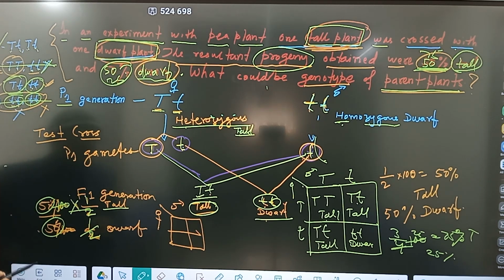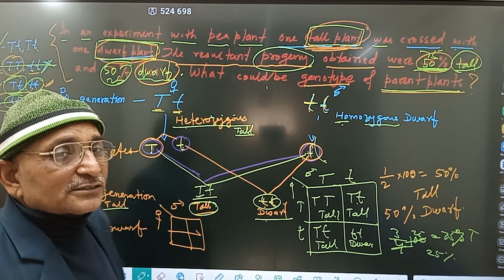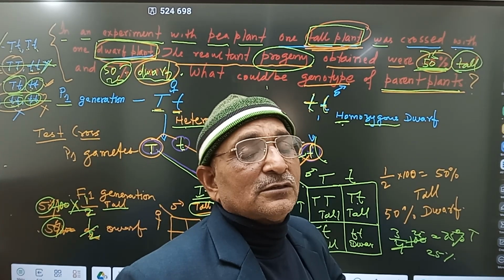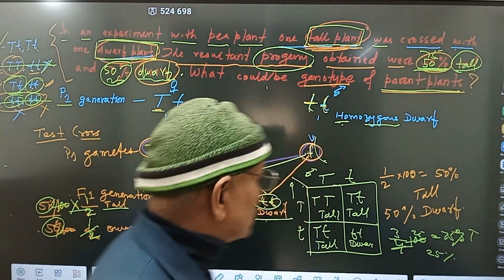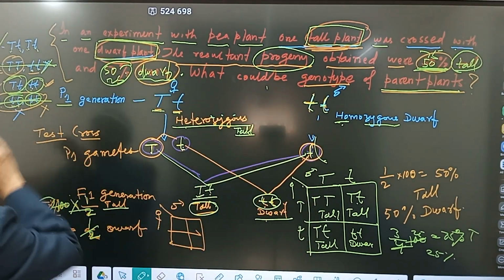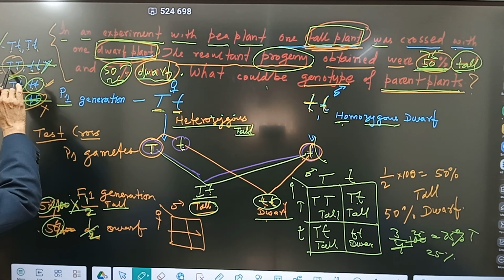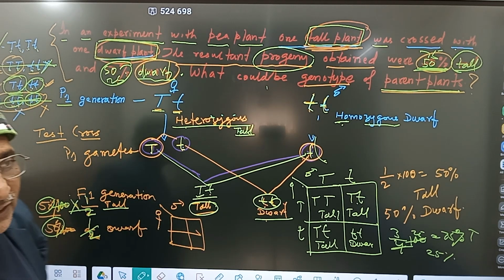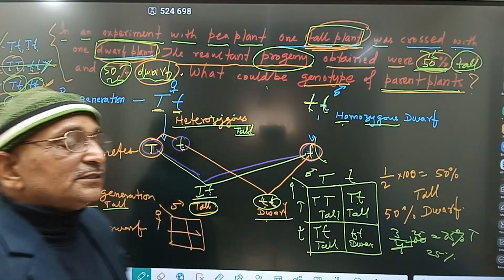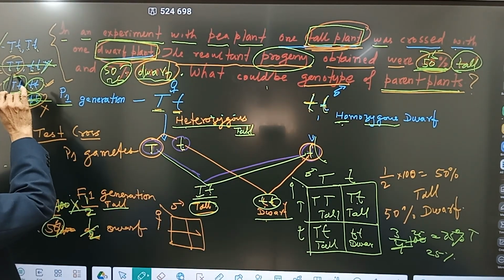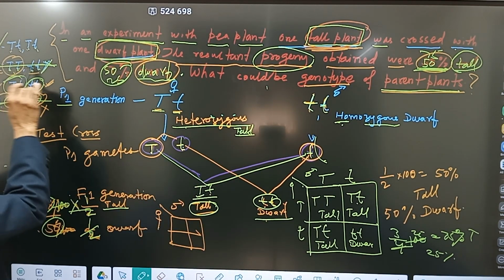If both the parents are small t, how can you expect the capital T, the tall trait, there? No. So this one is rejected first. Second is capital T, small t. At least one parent provides one capital T, so all will be tall. In this way, this one is also rejected.